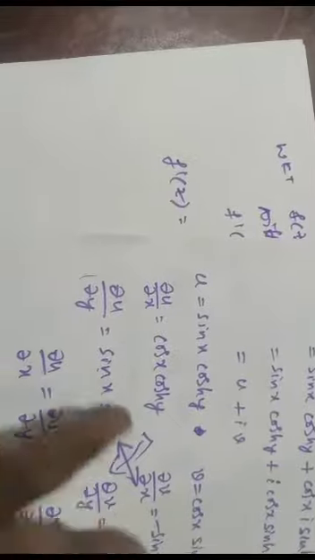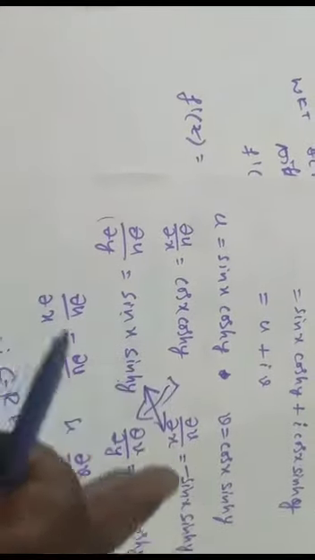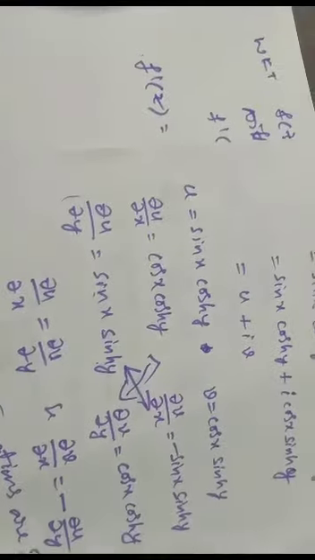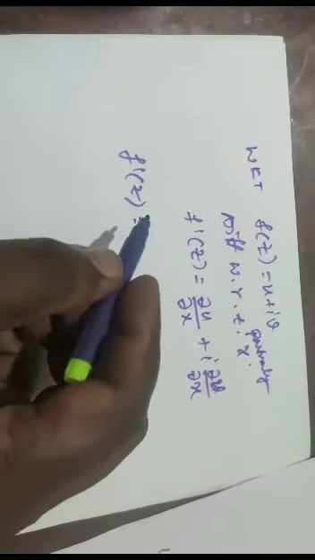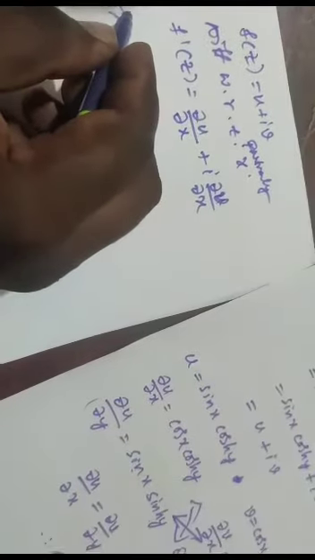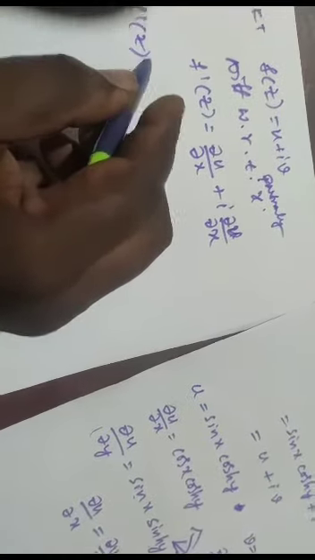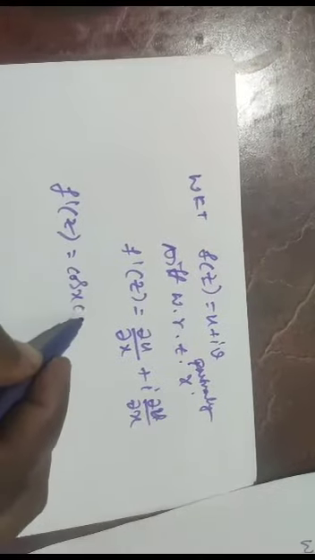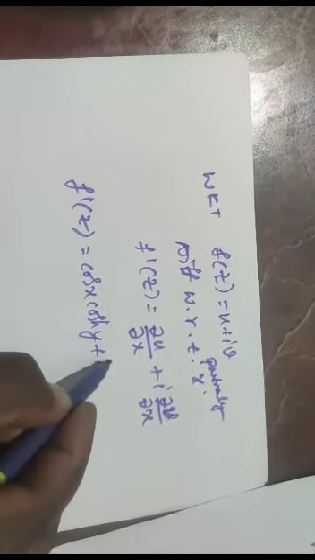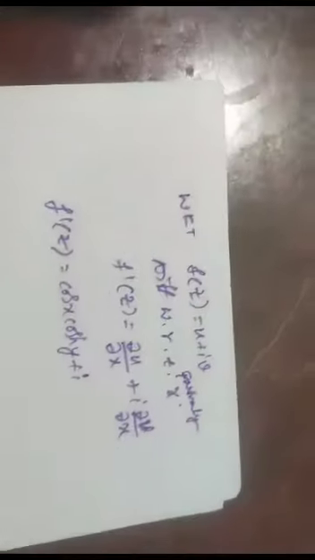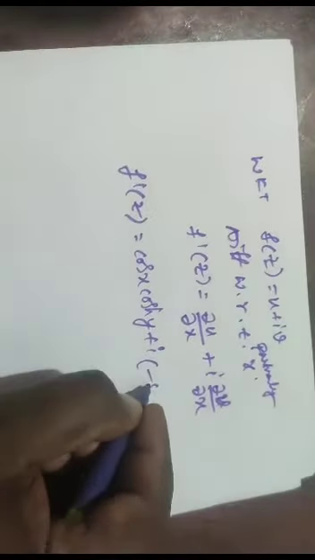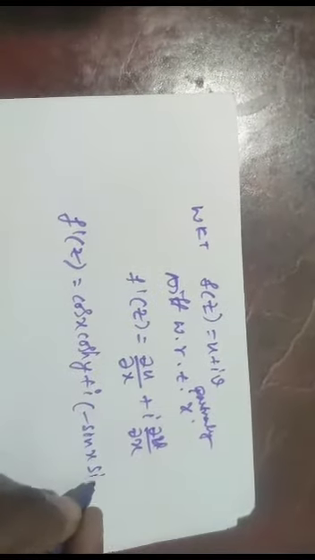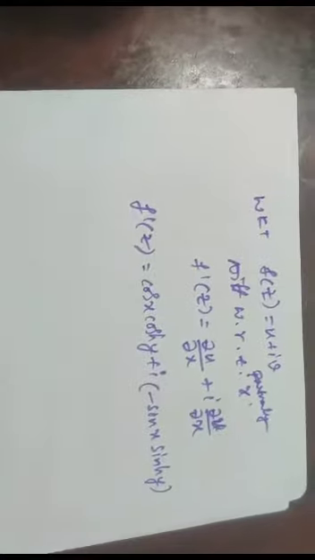From these two, dou u by dou x is there, dou v by dou x is there. Substitute these two in f dash of z, that is dou u by dou x is cos x cos hyperbolic y, plus i into dou v by dou x, which is minus sin x sin hyperbolic y. Here write this minus sin x sin hyperbolic y.